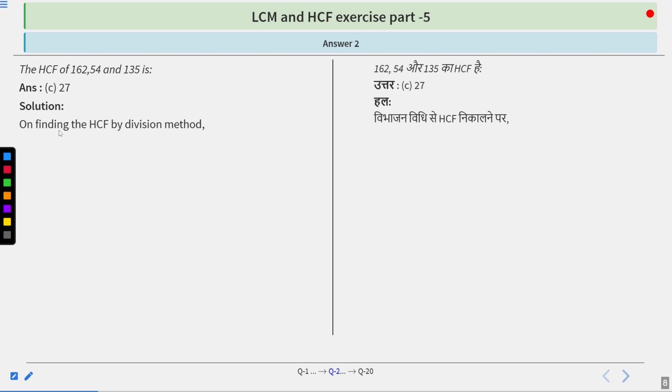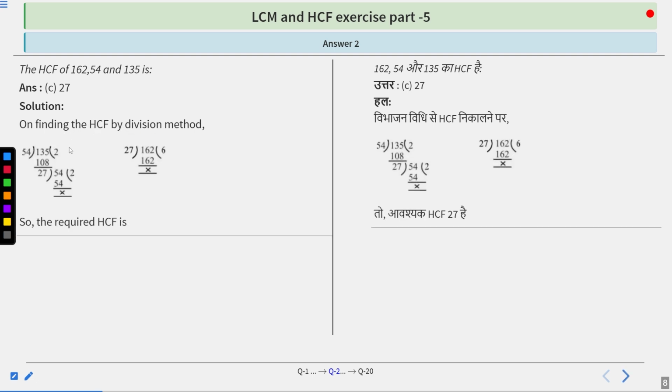Now, to find the HCF, we are going to use the division method. So we will divide 135 by 54, the larger number by the smaller number. 54 times 2 is 108, remainder is 27. Now again dividing the previous divisor, that is 54 by the remainder 27, 27 times 2 is 54, and the remainder at the end is 0. So 27 can be the HCF.